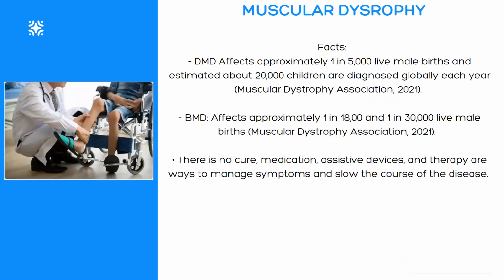As I mentioned earlier, DMD affects approximately 1 in 5,000 live male births, and an estimated 20,000 children are diagnosed globally each year. BMD affects approximately 1 in 18,000 to 1 in 30,000 live male births. Unfortunately, there is no cure, but there are medications, assisted devices, and therapy, which are ways to manage symptoms and slow the course of the disease.